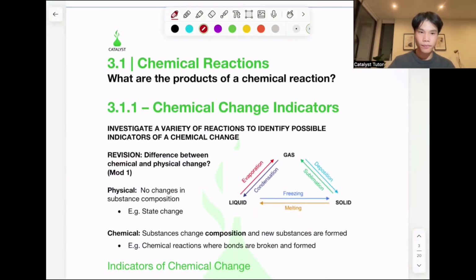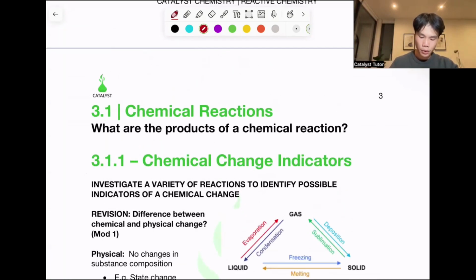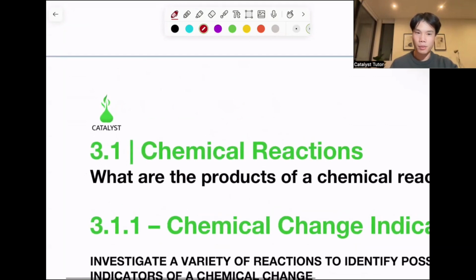Chemical reactions. What are the products of a chemical reaction is the broad inquiry question. So we always start broad. Going back to what we've talked about, what actually makes up a chemical reaction? How can we say something is a chemical reaction? Like if there's an irreversible change.